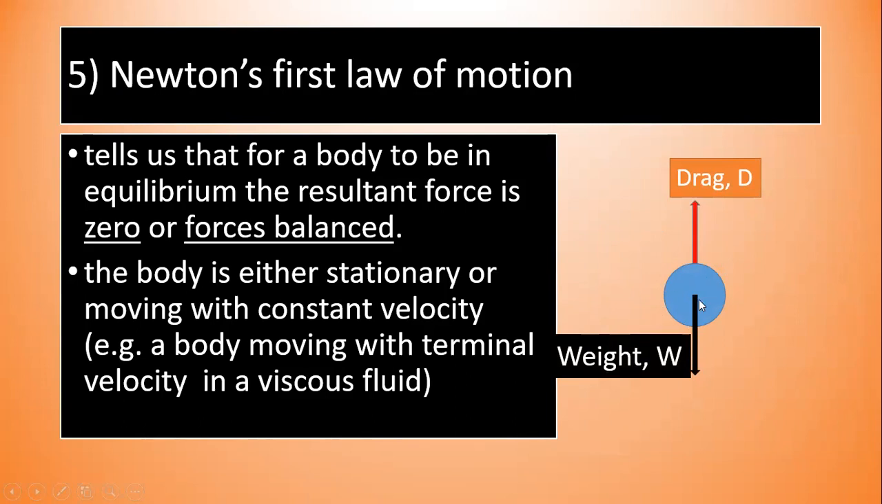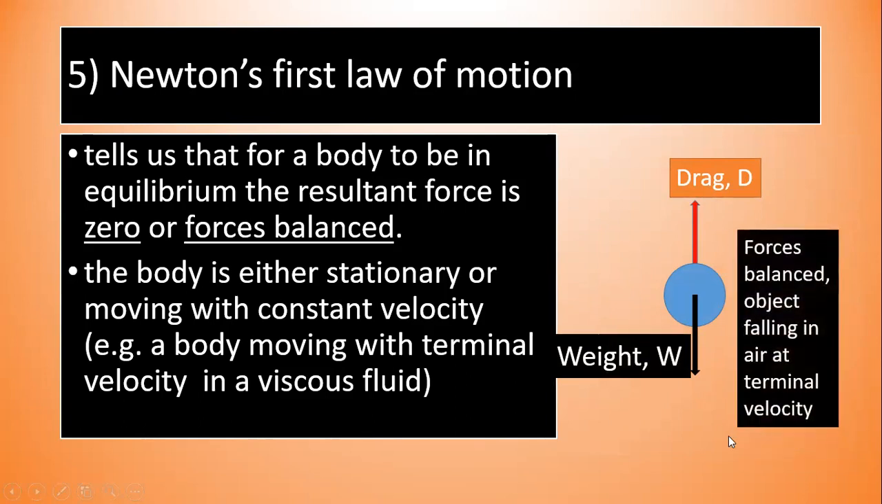in oil or glycerin, the forces acting will be the weight and this is the drag or frictional force from the fluid, from the glycerin. So the forces balance. That's what it means, the balance. The upward force equals the downward force. So it will continue to move with terminal velocity.